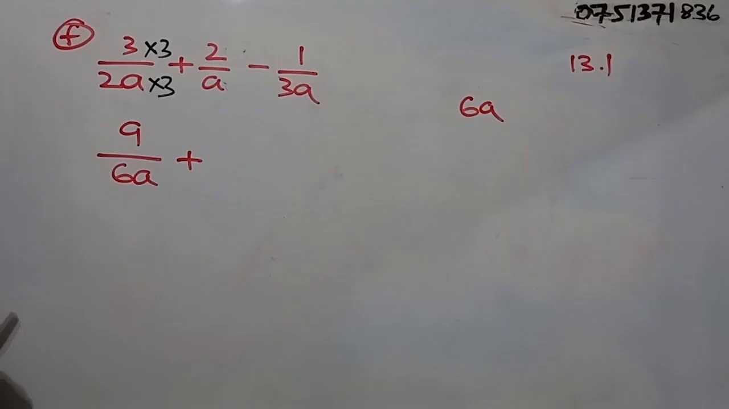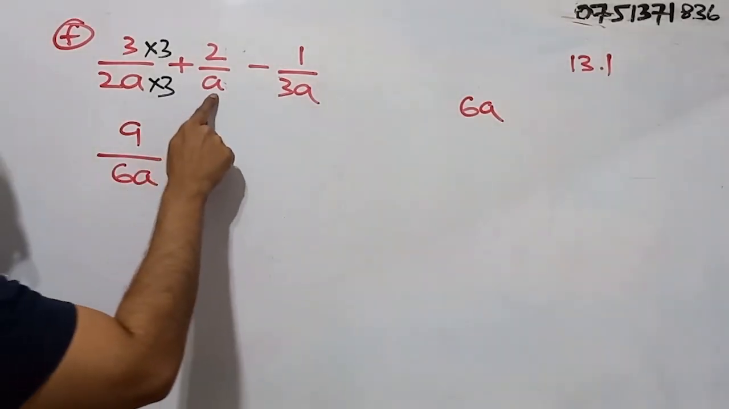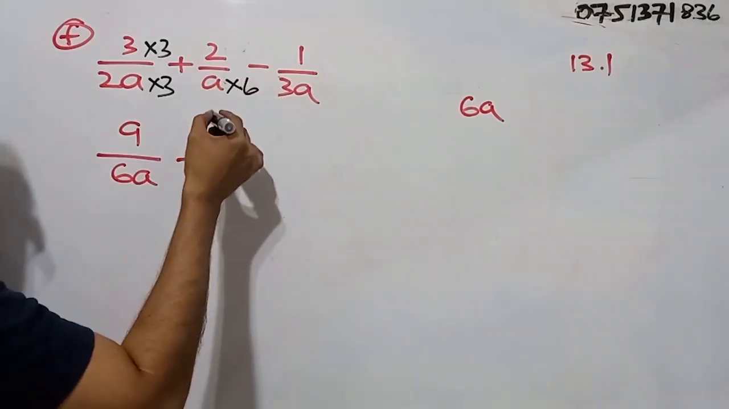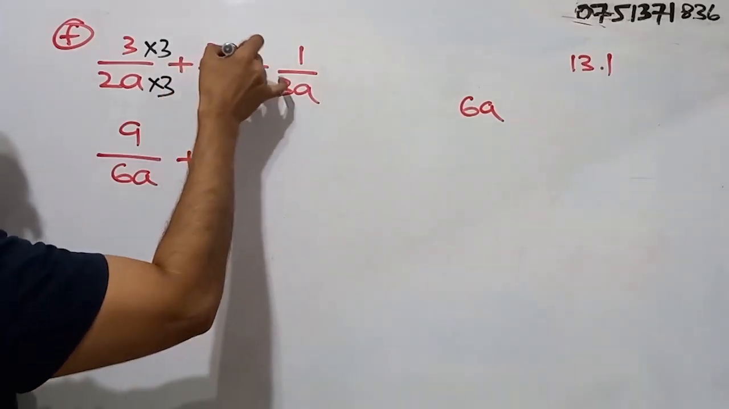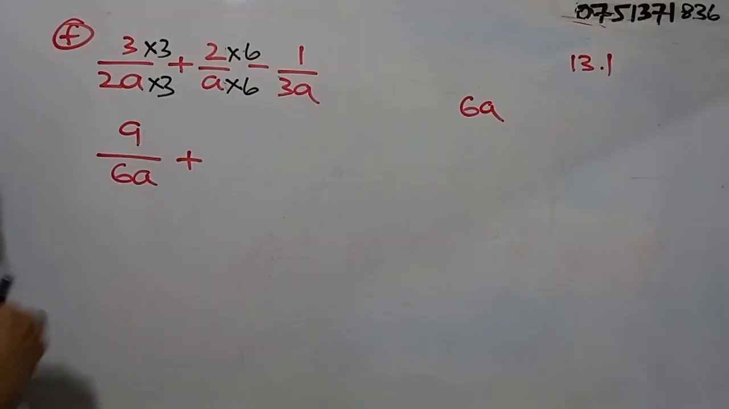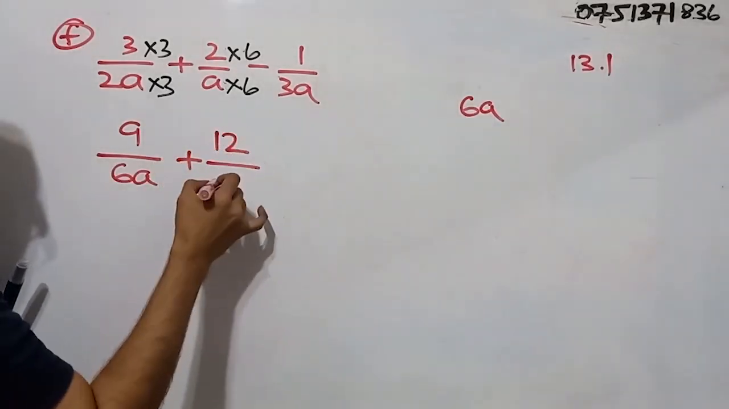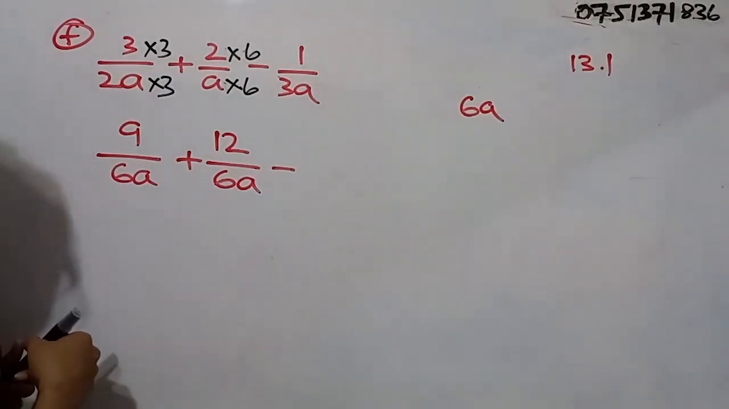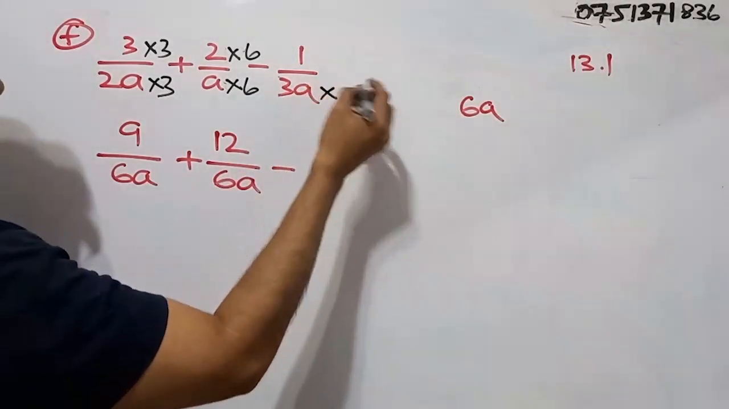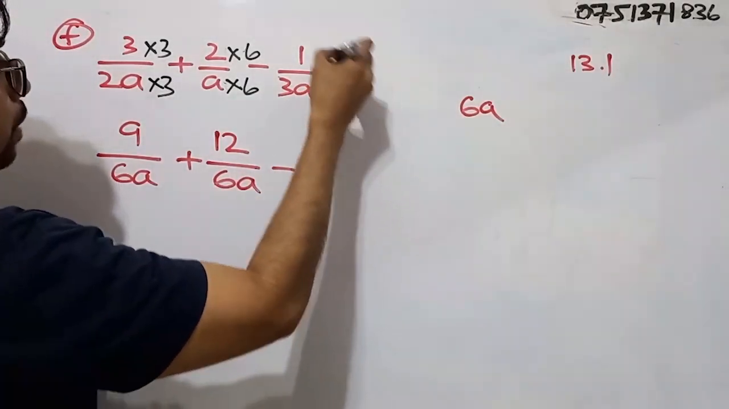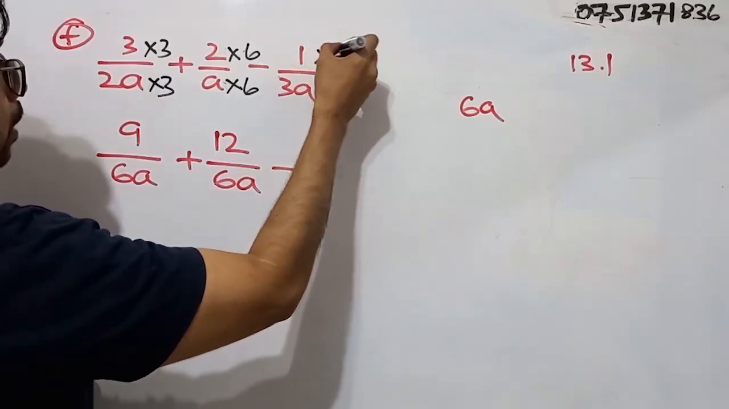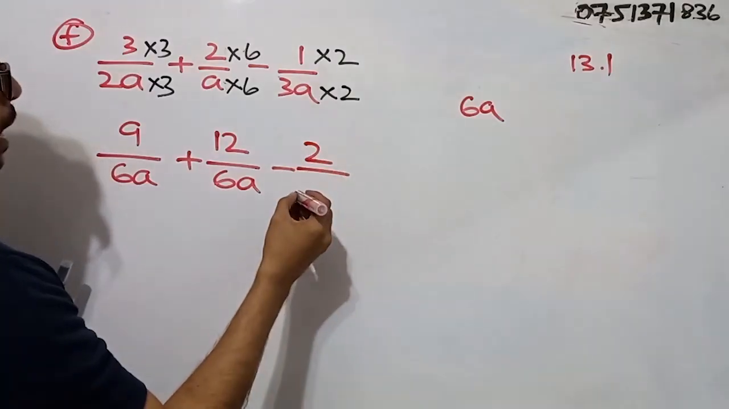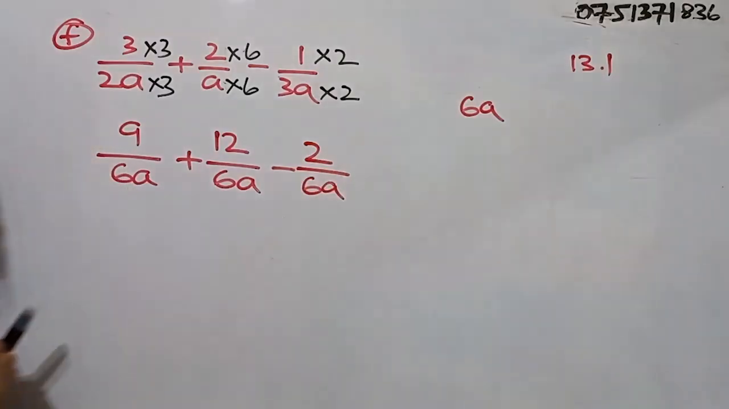Plus the next fraction. There we have to convert this a into 6a. That means we need to multiply this by 6. Since we are multiplying the denominator, we have to multiply the numerator by 6 as well. So what do we get? 12 by 6a minus, so in the last fraction, we need to multiply 3a by what? 2. So we need to multiply the numerator 1 by 2 as well. 1 into 2, that is 2. 3a into 2, that is 6a.